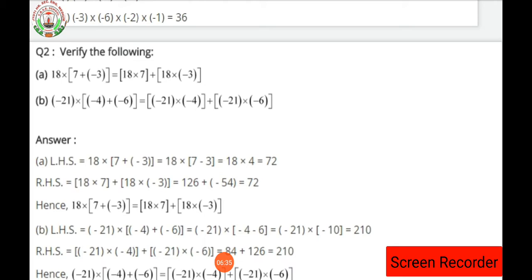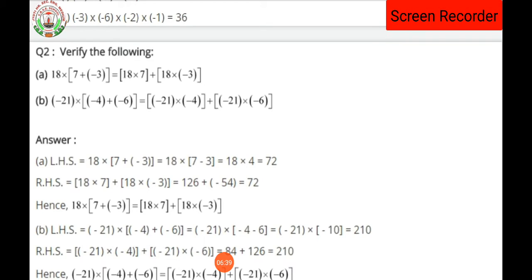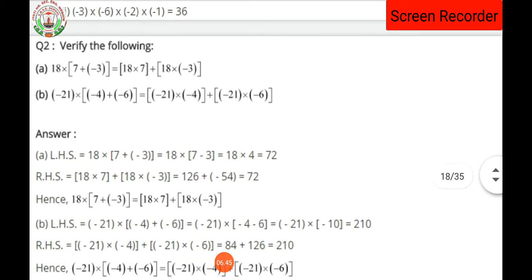Now question number 2. Here we are having question number 2. In question number 2 it is said to verify the following. You have to verify. As you know, verify means LHS and RHS should be equal. If it is not equal, that means the equation is not verified, isn't it? So we have to solve the equation and let's see whether the equation is verified or not.